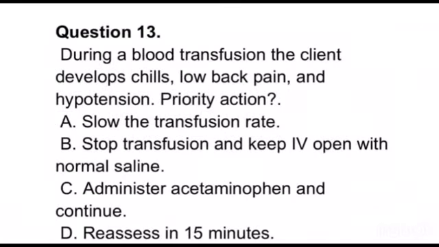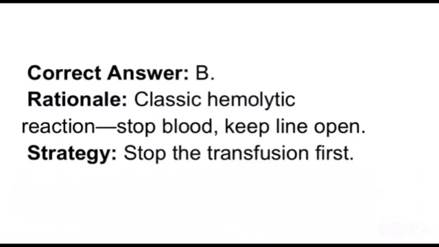Question 13. During a blood transfusion, the client develops chills, low back pain, and hypotension. Priority action: A. Slow the transfusion rate. B. Stop transfusion and keep IV open with normal saline. C. Administer acetaminophen and continue. D. Reassess in 15 minutes. The correct answer is B.